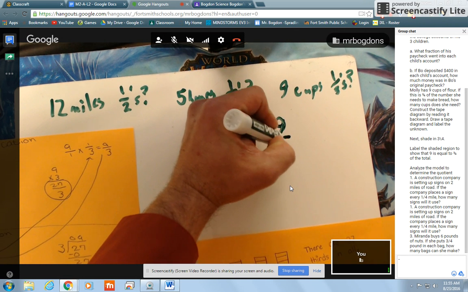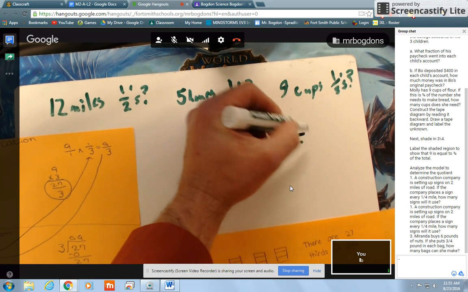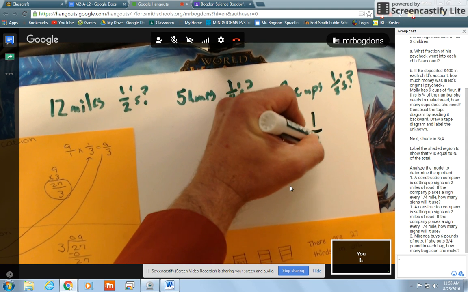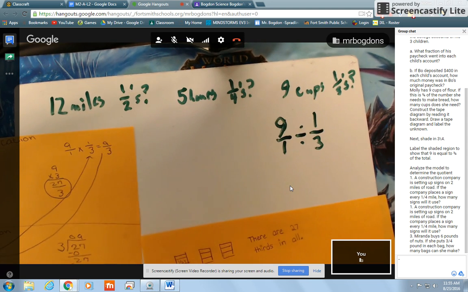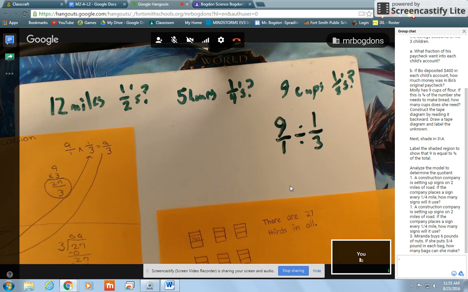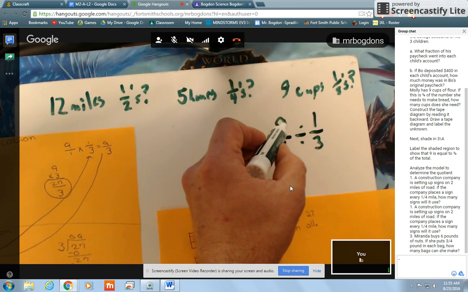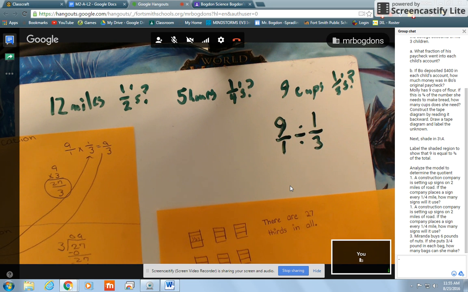Okay, I could say 9/1 divided by 1/3, that's fine. Or I could also just say 9 divided by 1/3. So what you're doing is, whenever you take your dividend, 9, and you divide that into smaller size groups.